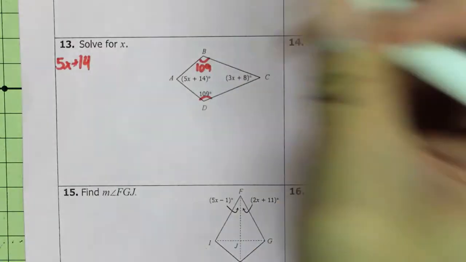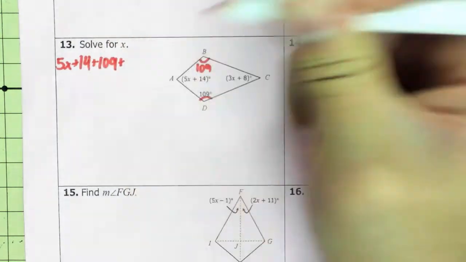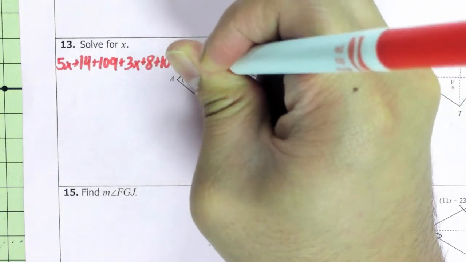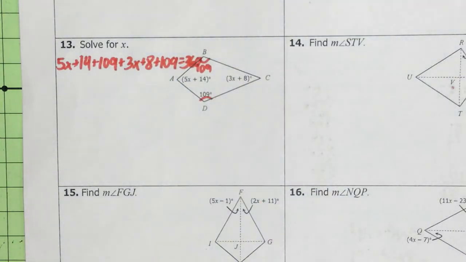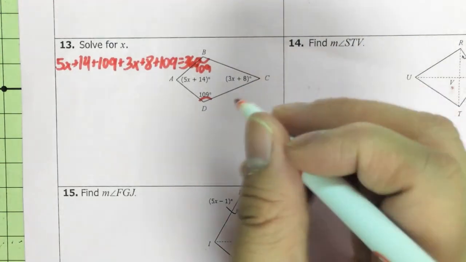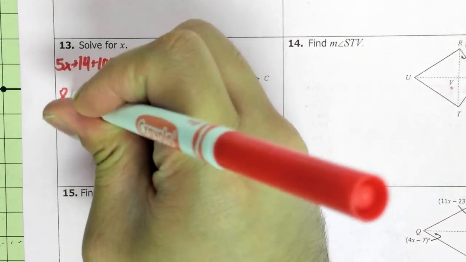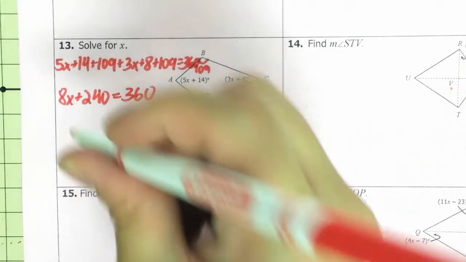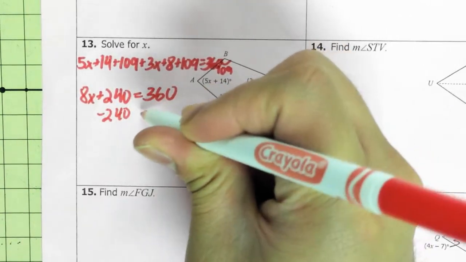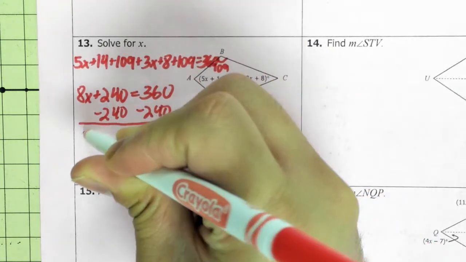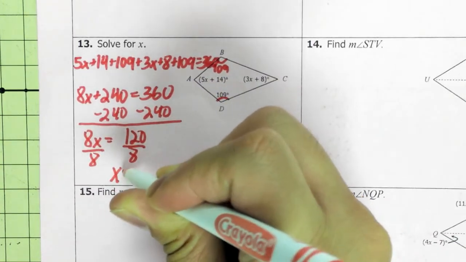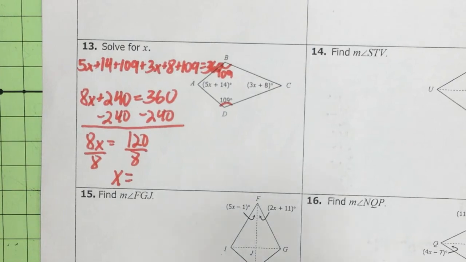5x plus 14, plus 109, plus 3x plus 8, plus 109, equals 360. Combining like terms, we get 8x plus 240 equals 360. Subtracting 240 from both sides, we have 8x equals 120, and last step, divide by 8 to get x equals 15.